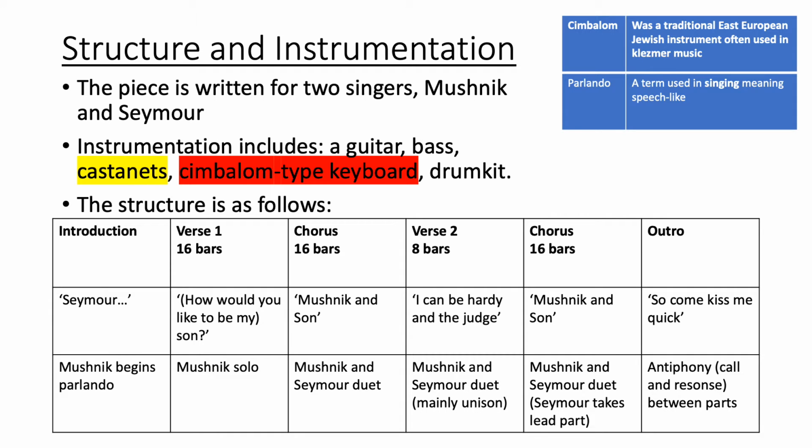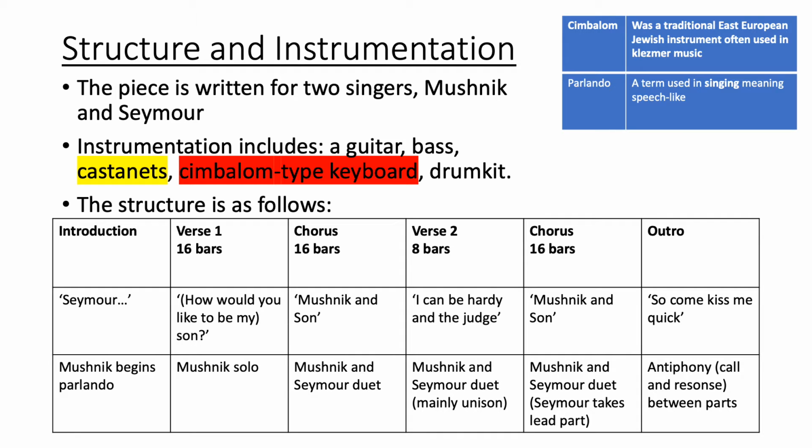The piece is written for 2 singers: Mushnik, who is the shop owner, and Seymour, who is our main protagonist. The instrumentation includes a guitar, a bass, castanets, which is supposed to be funny, and a cymbalom-type keyboard with a drum kit. If you look at the key terminology at the top, which you should probably be filling in your booklet from yesterday as well, maybe do that at the end of the lesson, the cymbalom was a traditional Eastern European instrument often associated with Jewish klezmer music.